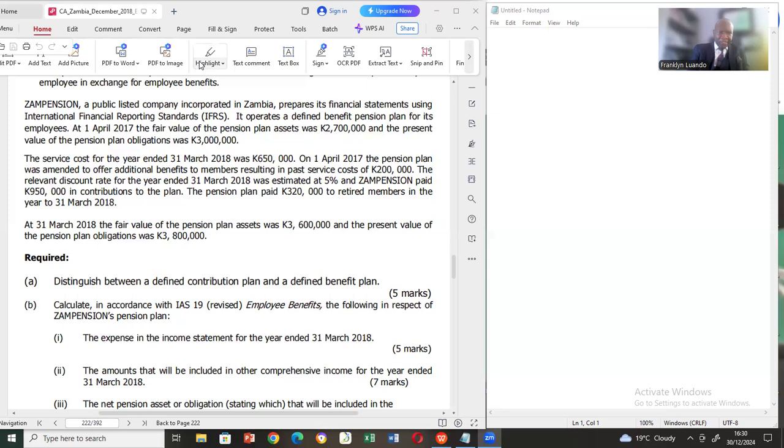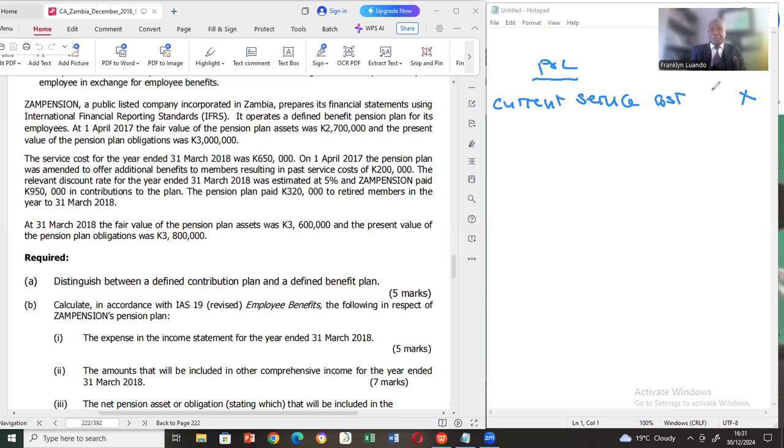I'll begin by explaining what items go to P&L in relation to the pension expenses. So in the P&L, we have the current service cost. The current service cost is an expense in the P&L.